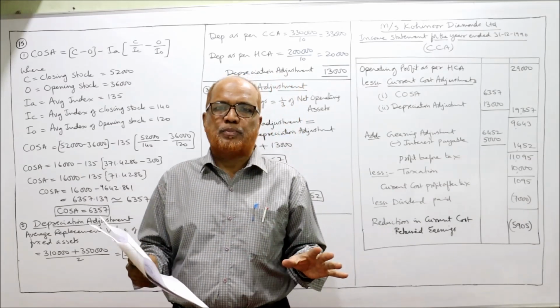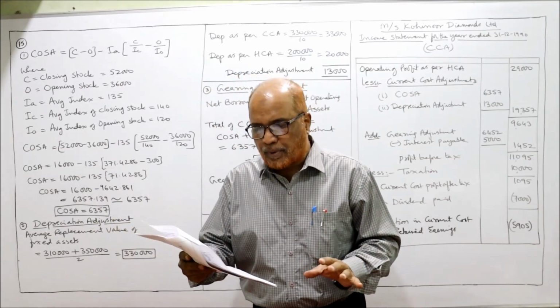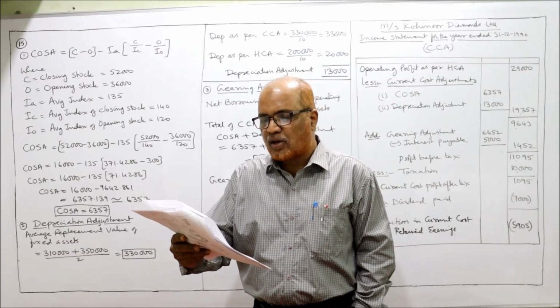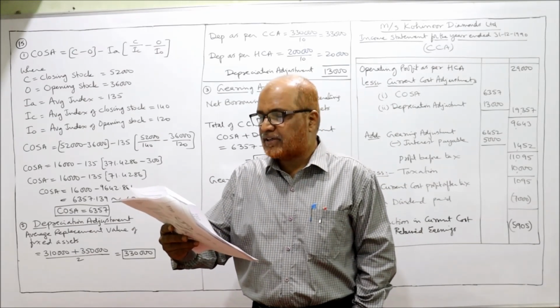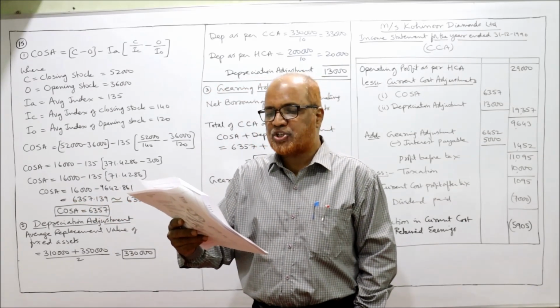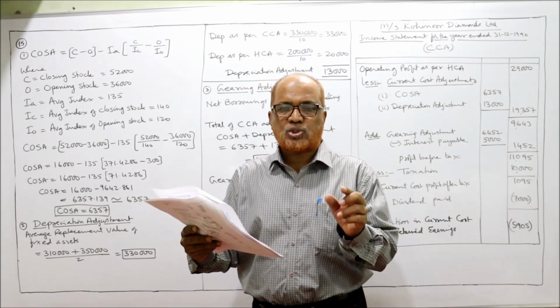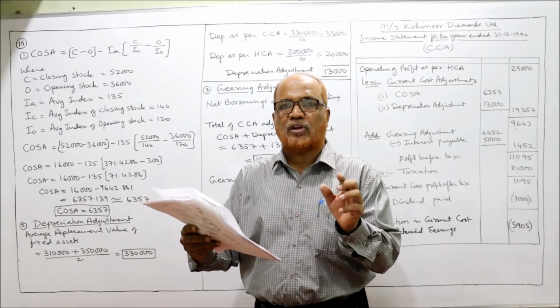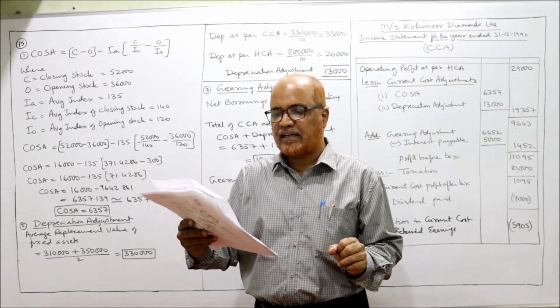15th problem is the last problem on this. Now see the problem carefully. The summarized profit and loss account of Kohinoor Diamonds Limited for 1990 prepared under historical cost convention was as follows. The historical income statement is given for the year ended 31st December 1990.